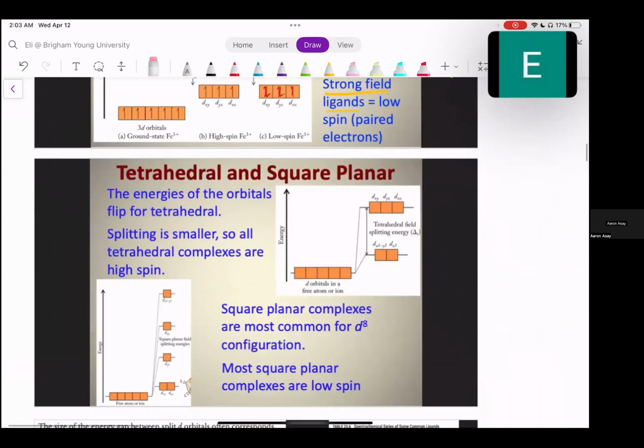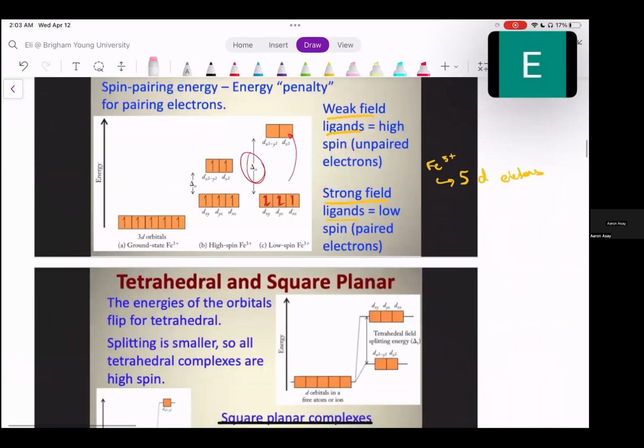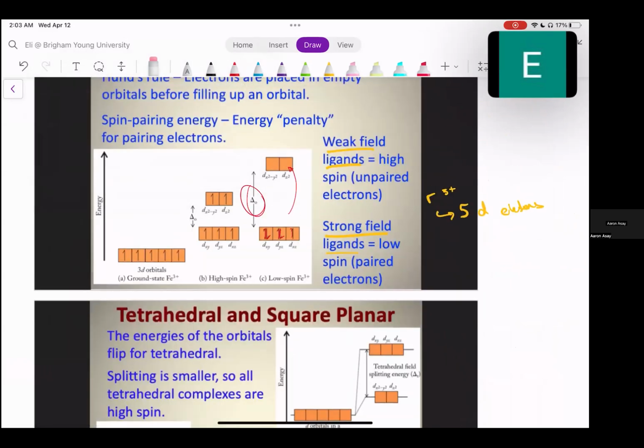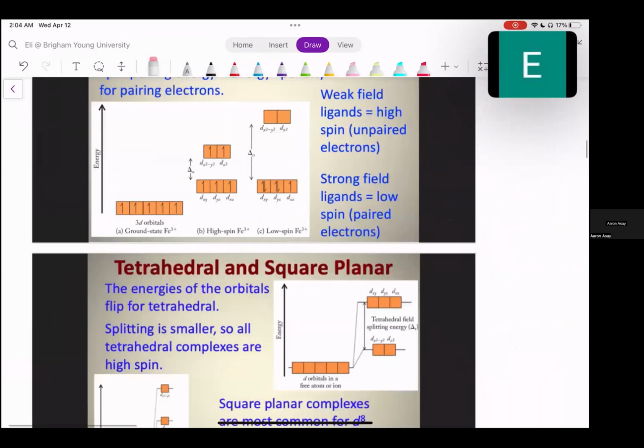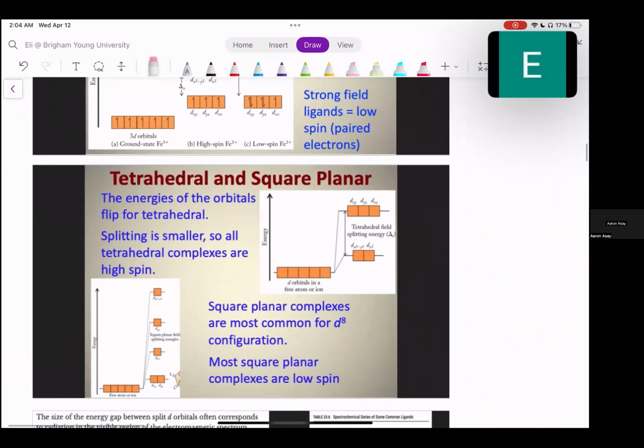So this is kind of the order of tetrahedral and square planar. To the best of my knowledge, I believe you guys do not have to memorize these, so I wouldn't worry about them too much. I am about out of time, so I'm going to cut the video and I will pick it up where we left off. Give me 1 second.